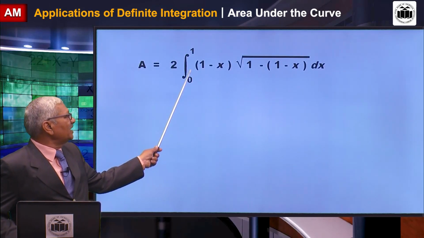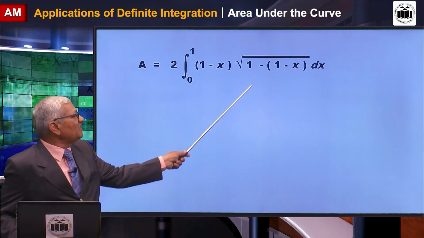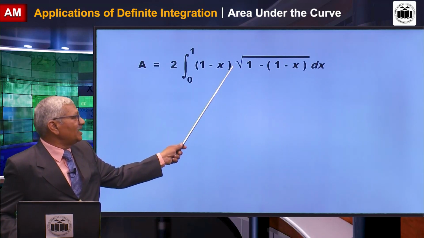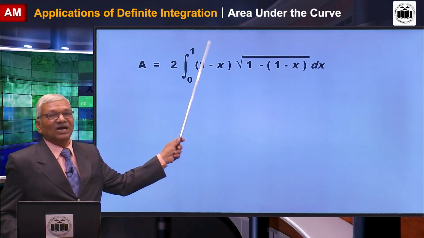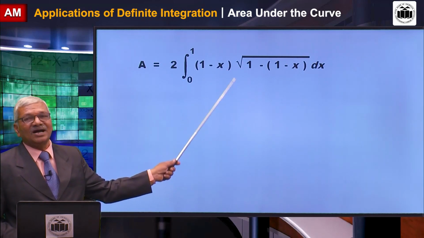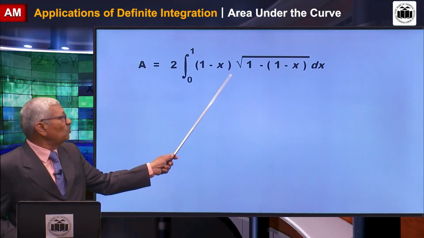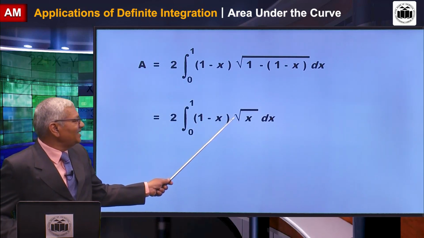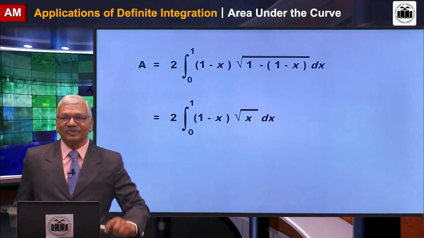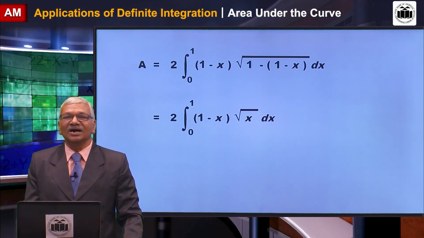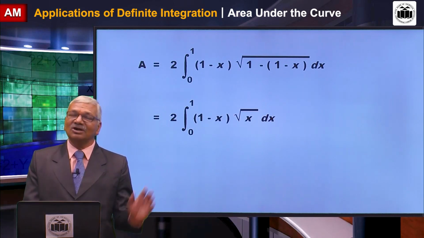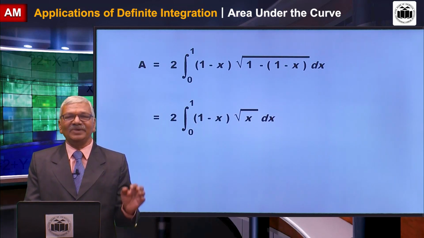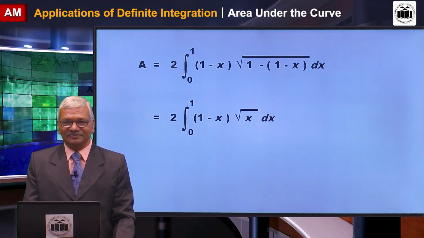Replacing x by 1 minus x, simplifying 1 minus 1 minus x, minus minus plus x. Remember, again minus minus plus x. You always forget this and lose marks in the examination. So remember. So, what will it be? It will be simply 1 minus x into root x dx. What was our aim? Our aim was to get a single term under the root. So we got a single term under the root. How did we get it? Simply by applying the property.